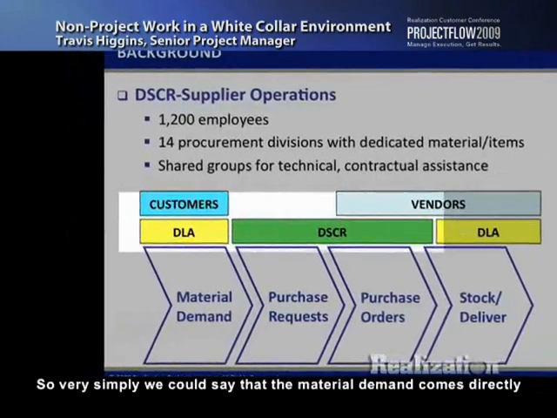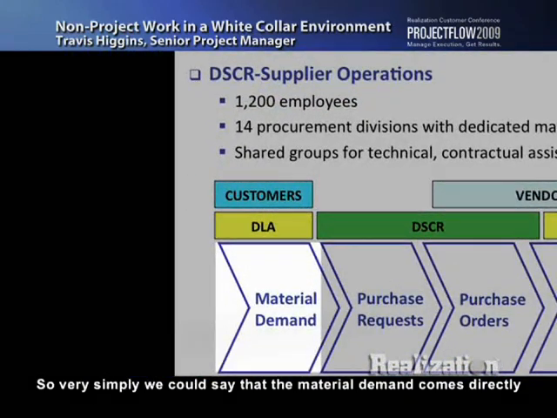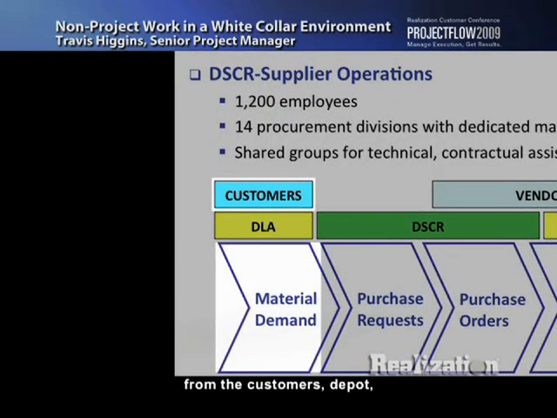So very simply, we could say that the material demand comes directly from the customers, depots, like helicopter depots or the case study we just heard. And it comes from DLA as a whole. We need to have certain material to fill the supply system.